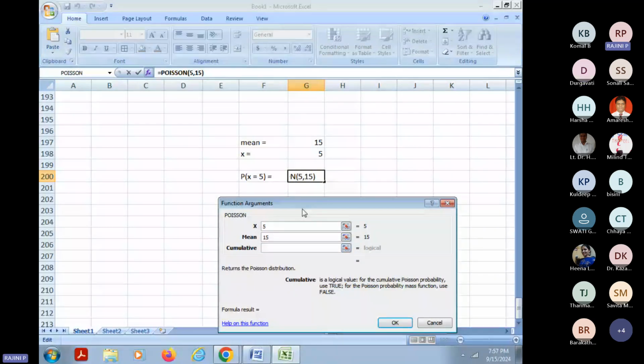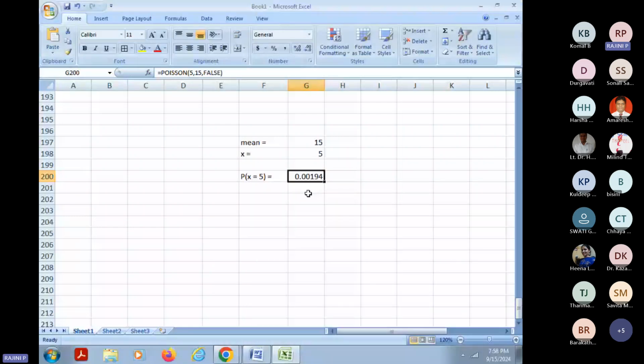True. No. Here what I need to find? Exactly point equal to, I need equal to one value. If you want that, then you need to take false, not true. Okay, got it? So this is what you need to remember. Suppose I'm asking the probability of x less than 5. Okay, less than or equal to 5 or less than 6.